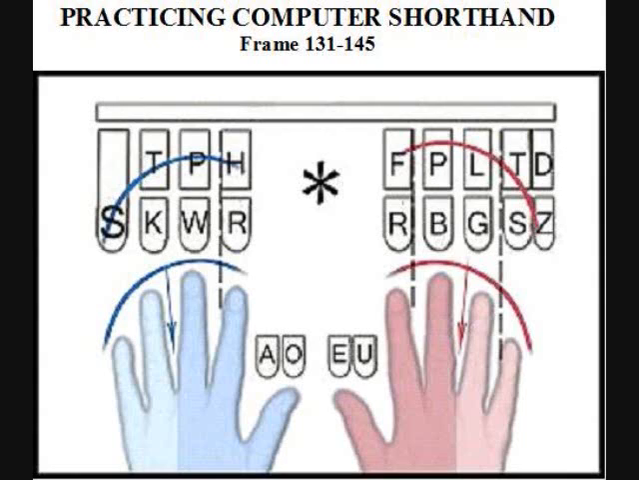Okay, frame 136 is final ong. Along, belong, bong, long, prolong, song, strong, wrong.